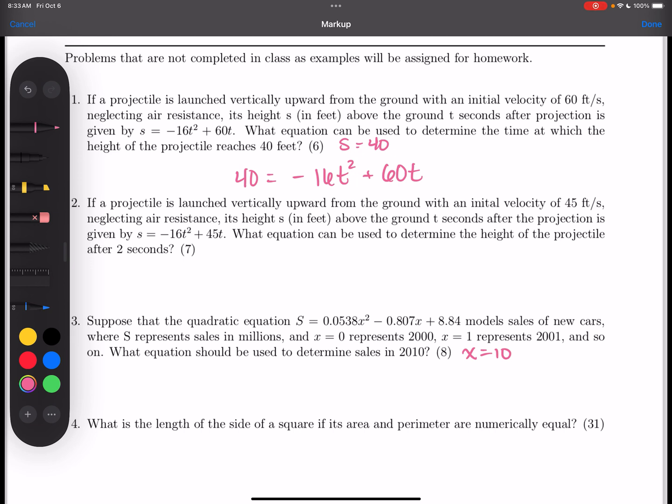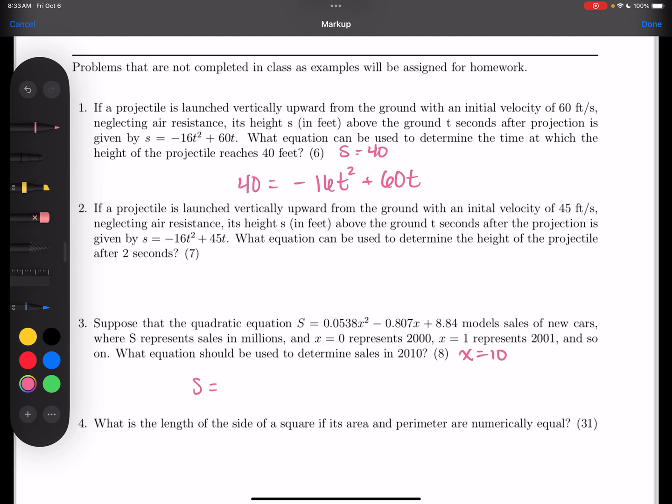And so then all we're doing is plugging 10 in for x, and that's it, because they just want the equation in this one. So s equals 0.0538 times 10 squared minus 0.807 times 10 plus 8.84.